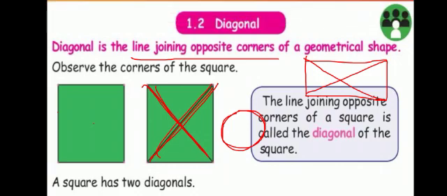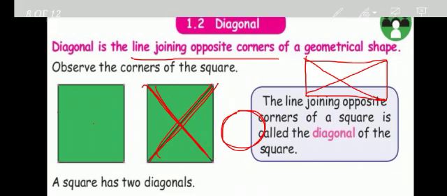The line joining opposite corners of a square is called the diagonal of the square. This is called the diagonal of the square.